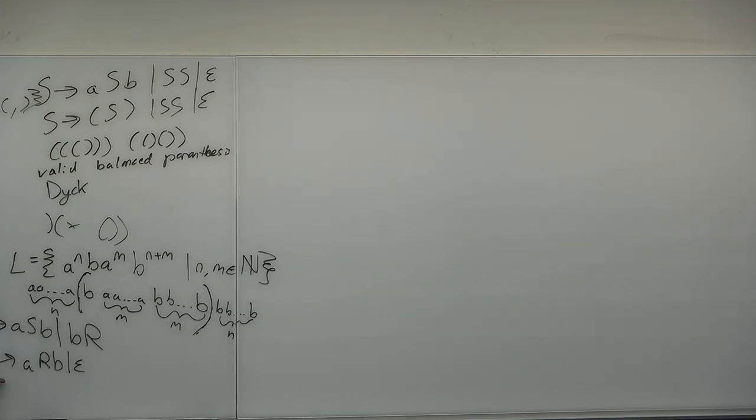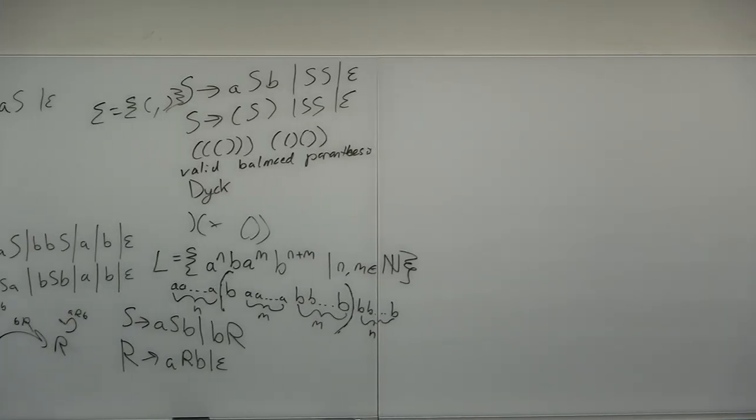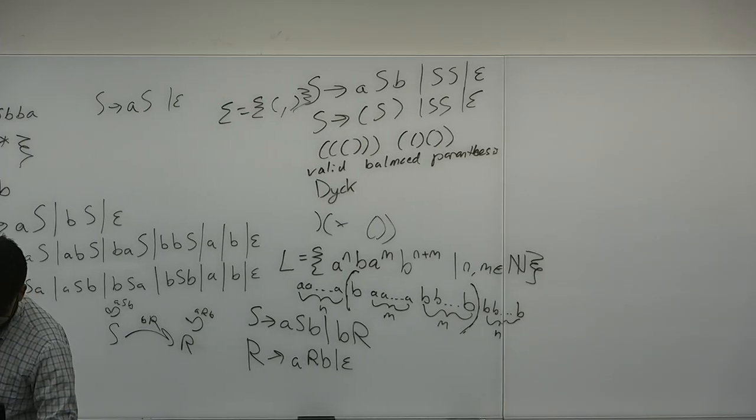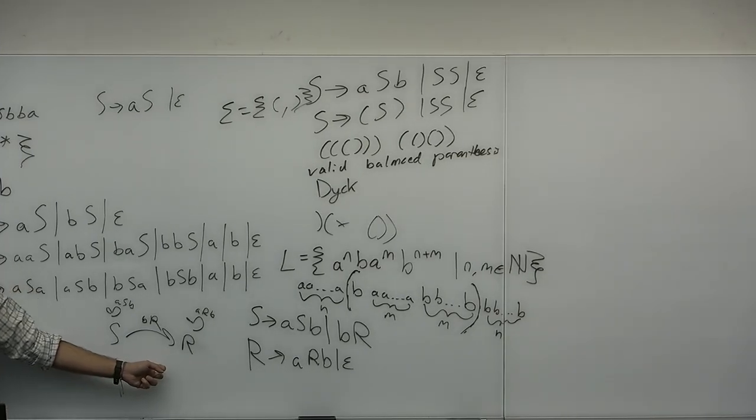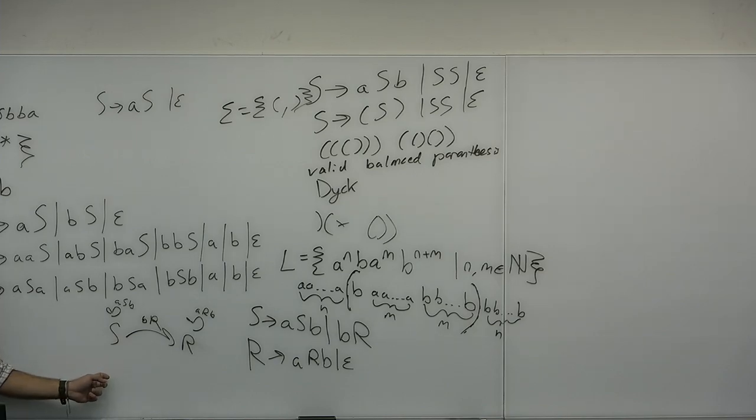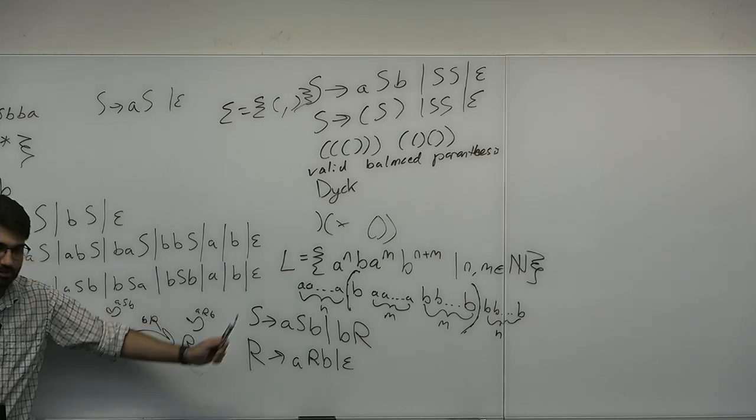So once you go to R, it's kind of like you're going from S to R, mentally, like there's a one-way door. As if it was a transition, and you can't come back to S, right? Because we defined it that way. There is no production from R that leads you to S in any way.